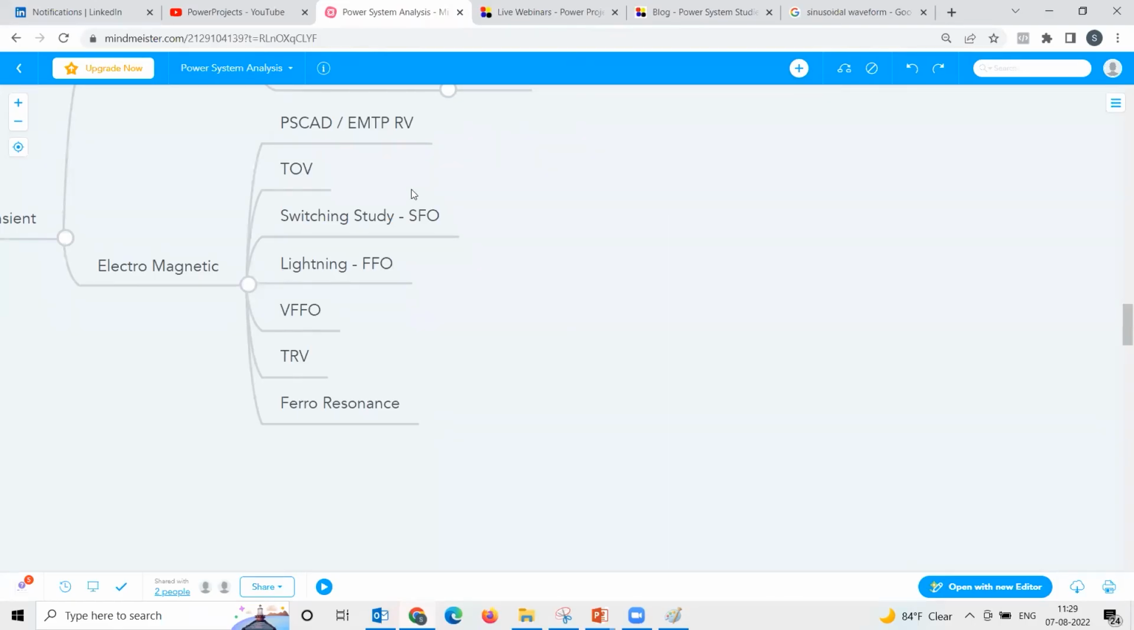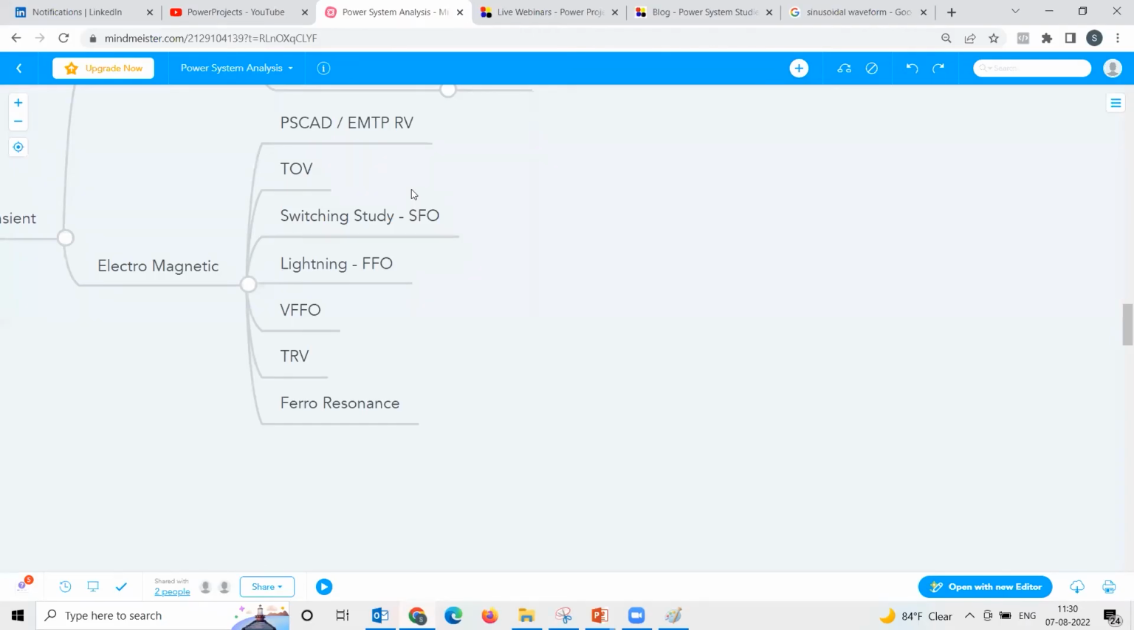And if you are asking where transformer energization comes in, it comes under the switching study. Whenever I'm trying to switch on the transformer by closing a breaker, that's a switching study. The switching study covers cable energization, transformer energization, transmission line energization, etc. That decides, or dictates, whether the system needs point on wave switching, POW, or not.